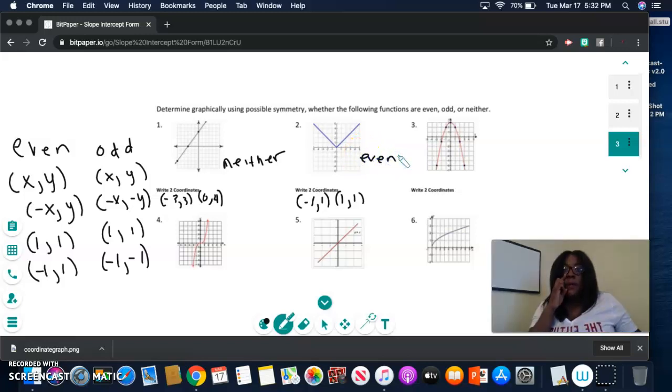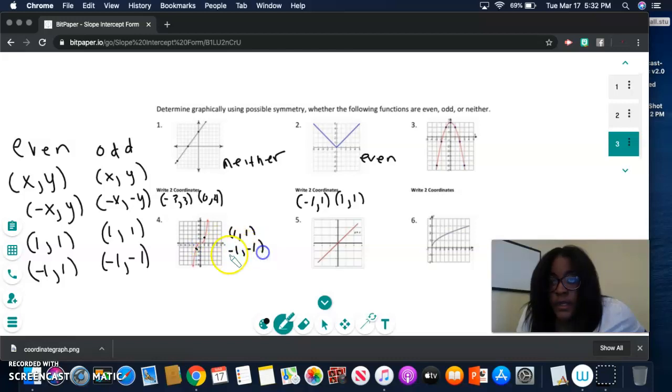Okay, and I'm going to do one more. Let's look here. Alright, so let's look at this one right here. I'm going to pick a point, this point right here, which would be 1, 1. Then I'm going to pick the point here, which would be negative 1, negative 1.